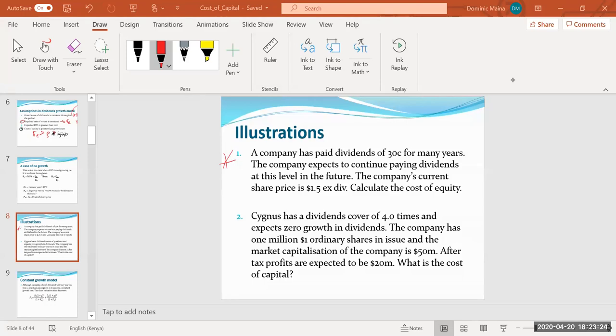This question is asking: a company has paid dividends of that amount for many years and expects to continue paying dividends at this level in the future, so there is no prospect of growth in the dividend going forward. The company's current share price is 1.5 ex dividend. As mentioned, if it were cum dividend, you would have to work backwards to get the ex dividend price, but in this context we are already told ex dividend. So you may need to calculate the cost of equity. Let me go to my board, having all those facts.